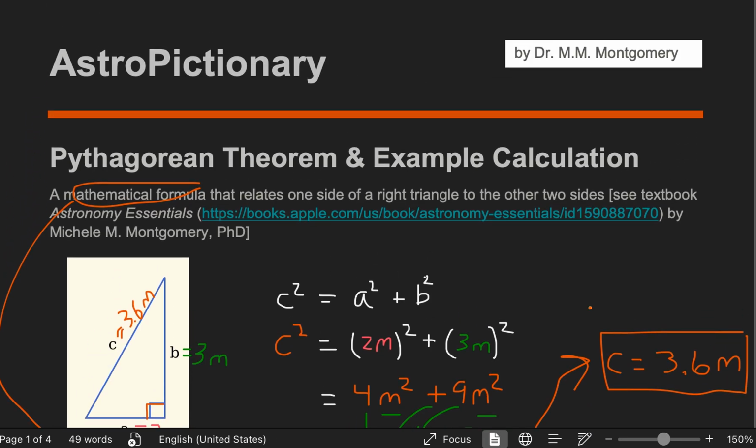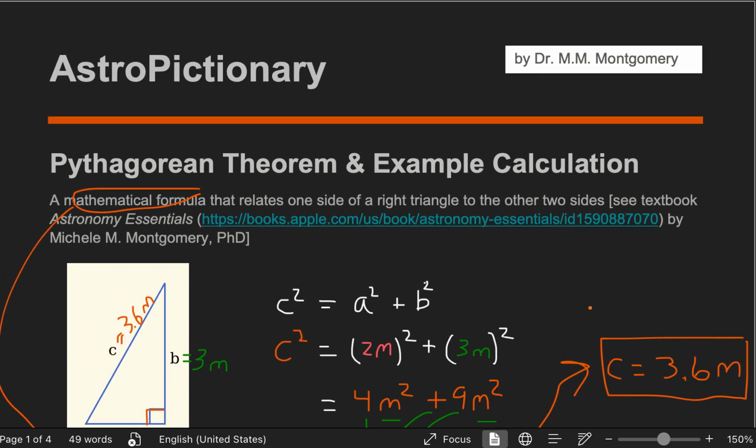So this is an example of a mathematical solution where we're given sides A and B, and we need to solve for side C. We're going to use Pythagorean's theorem because we have a right triangle. Pythagorean's theorem is a mathematical formula, namely c squared is equal to a squared plus b squared, that relates one side of a right triangle to the other two sides.